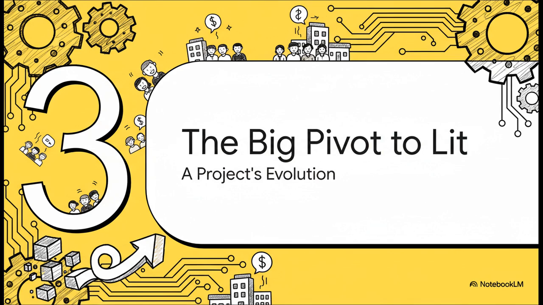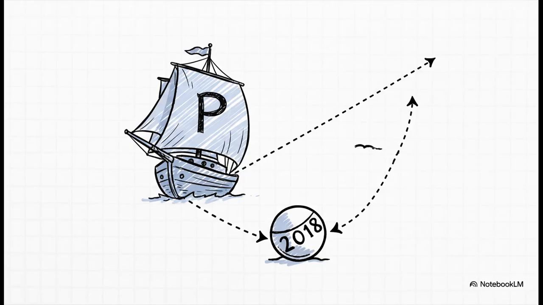And that brings us to the big pivot. Yep, in 2018, the game changed. The team put out this roadmap update that basically signaled a huge shift in their whole strategy. Now, they weren't killing Polymer, not at all, but they were definitely steering the ship in a completely new direction.